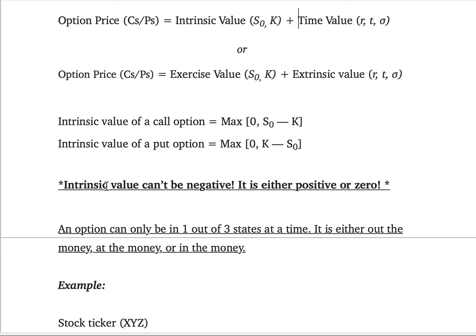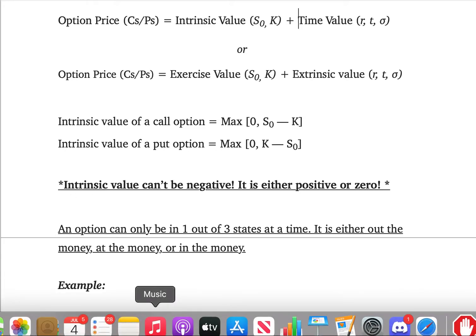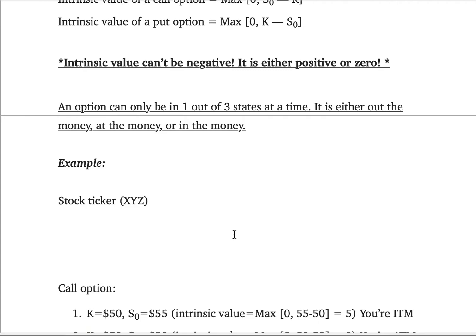Okay? I cannot stress this enough. The intrinsic value of a call or a put can never ever be negative. It is always positive or it's 0. Also, an option can only be in one out of the 3 states at a time. Those 3 states are out of the money, at the money, and in the money. So an option can either be out of the money, at the money, or in the money.